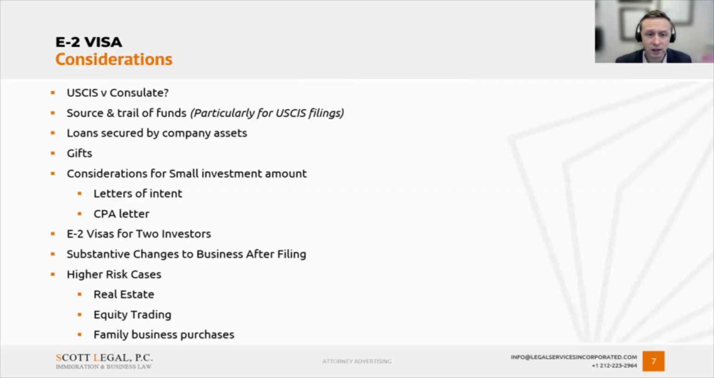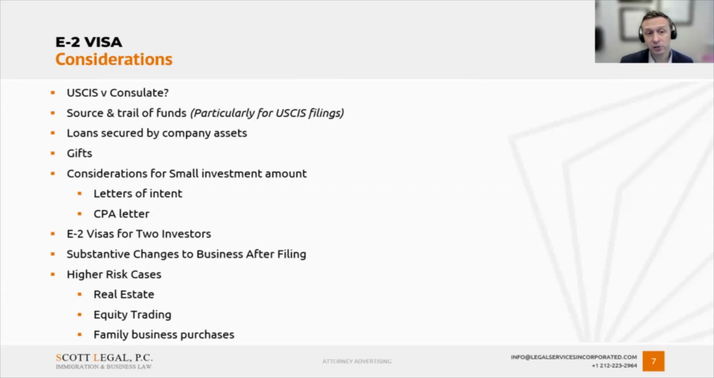Other ways to strengthen an application with a low investment amount is to include letters of intent, which are letters from prospective clients saying that they're interested in doing business with your company. So by showing that this is a business that is going to be creating a good or a service that the public wants, that can be very persuasive to an officer.